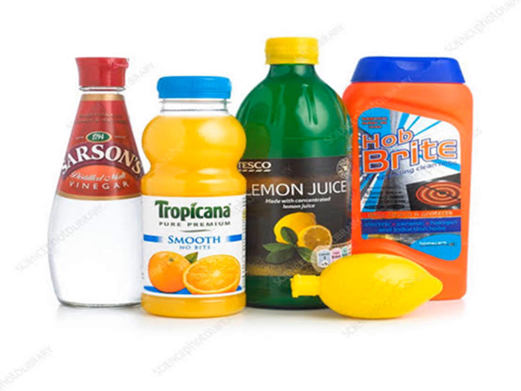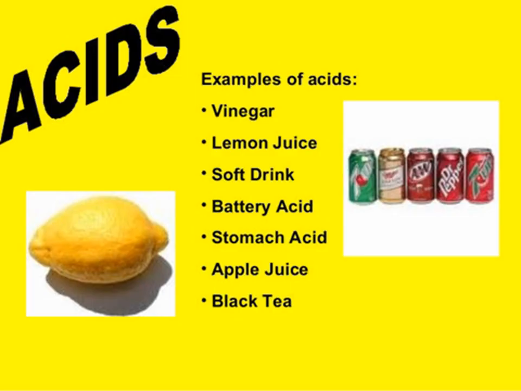So here some soft drinks are given, like the Tropicana. Okay, that lemon juice, preserved lemon juice is seen. Obviously it is acidic in nature. Then our vinegar is also given here. Our toilet cleaner, what we are using, that also has acid. See here, some examples of acid are given.